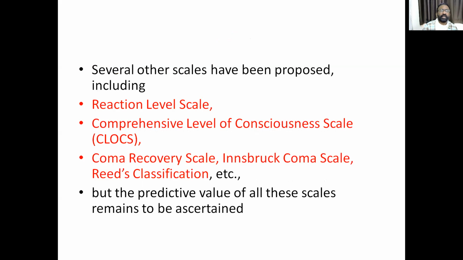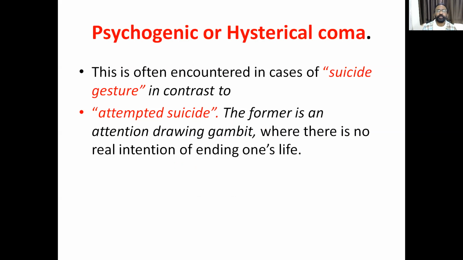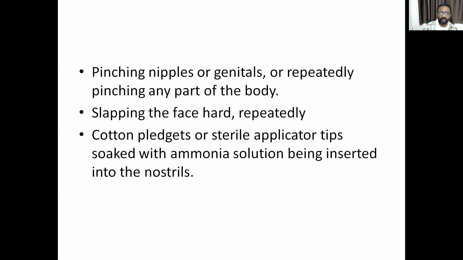There are several other scales: the reaction level scale, the comprehensive level of consciousness scale, the coma recovery scale, and Reed's classification itself. All these are several scales to establish the condition of the coma of the patient. Coma can also be produced due to psychogenic or hysterical coma, and as I told you, suicide gesture, attempt of suicide or para-suicide.